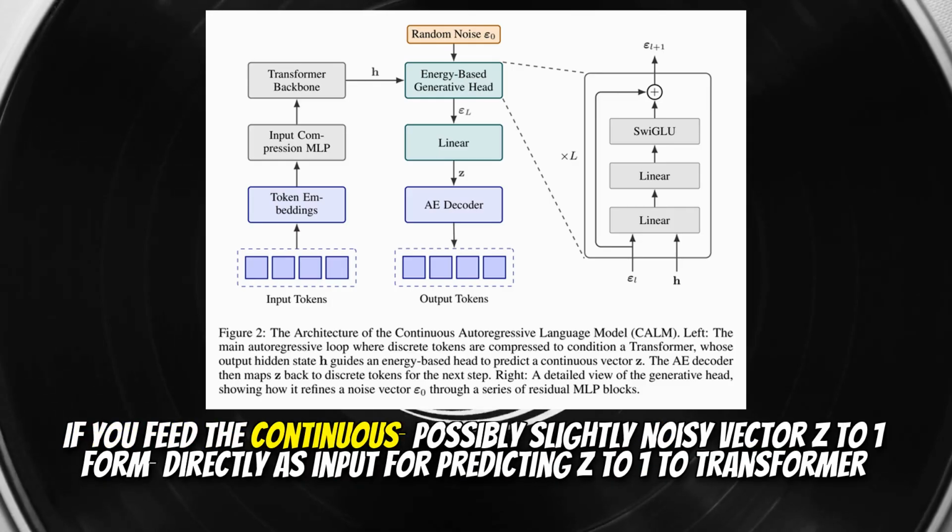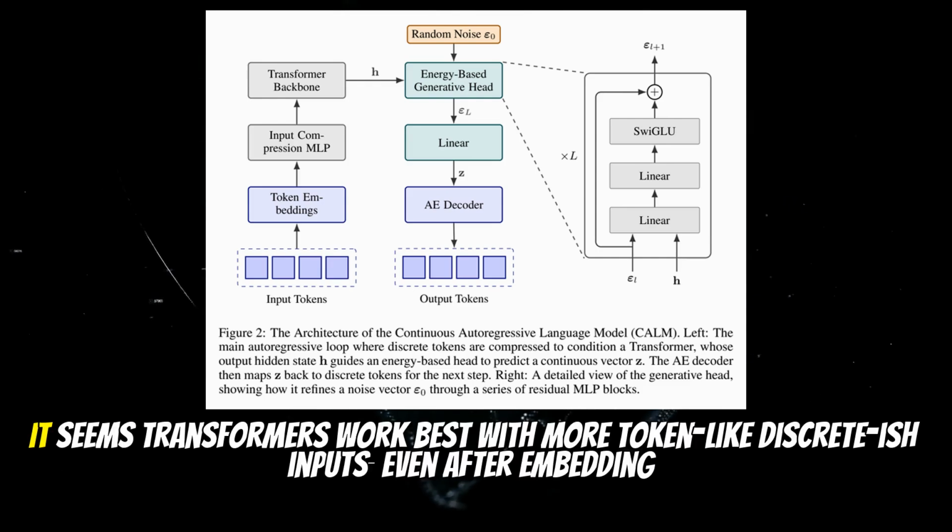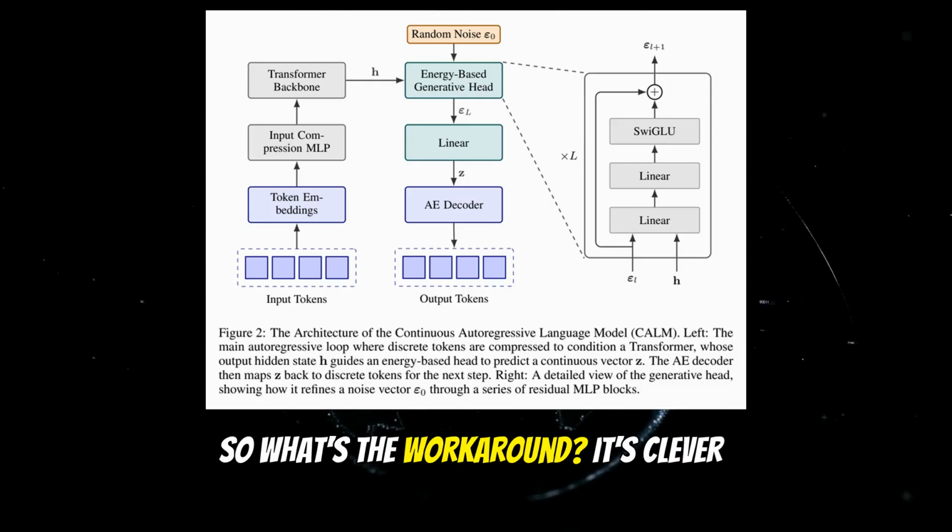If you feed the continuous, possibly slightly noisy vector z_{t-1} directly as input for predicting z_t, the transformer struggles. It seems transformers work best with more token-like discrete-ish inputs, even after embedding. So what's the workaround? It's clever.